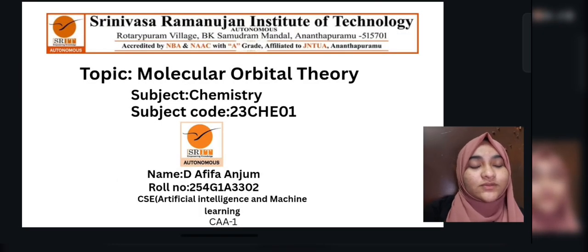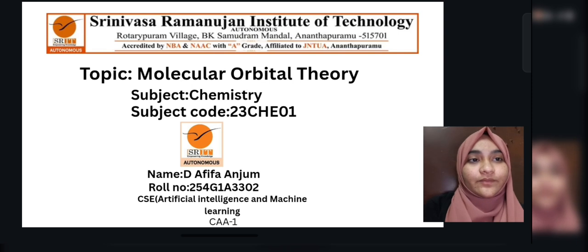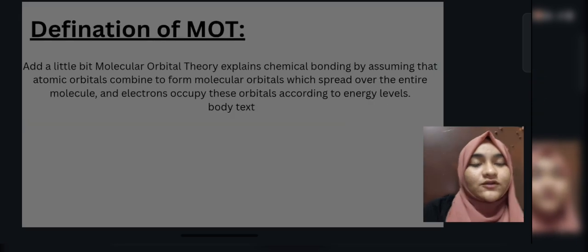Today I'm going to explain molecular orbital theory. Definition of the molecular orbital theory: Molecular orbital theory explains chemical bonding by assuming that atomic orbitals combine to form molecular orbitals which spread over the entire molecule and electrons occupy these orbitals according to energy levels.